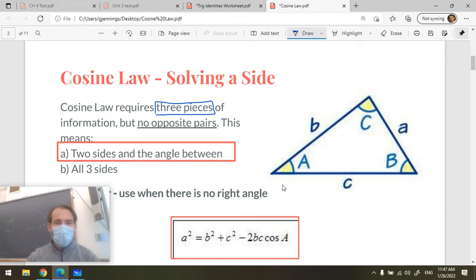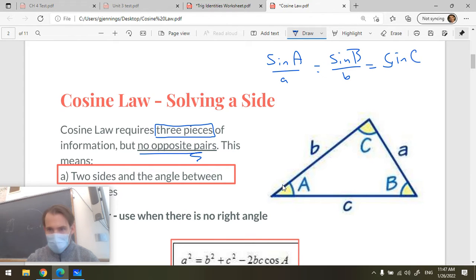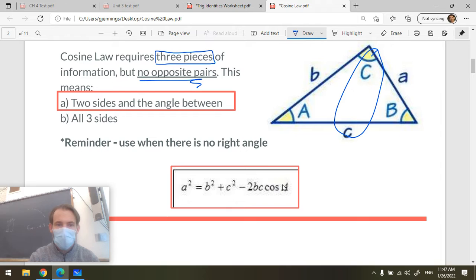Okay, so here we need three pieces of information, but we don't have an opposite pair of information. If we have an opposite pair, just use your sine law, which to recap is sine A over a, this angle over this side, is equal to sine B over little b, is equal to sine C over little c. We need one of these ratios to use this, and then we can calculate the other pieces of information if we have even as little as one other known. But we need these two knowns and then one other thing, and we can use sine law. Today we're going to be using cosine law, so let's keep looking at cosine law.